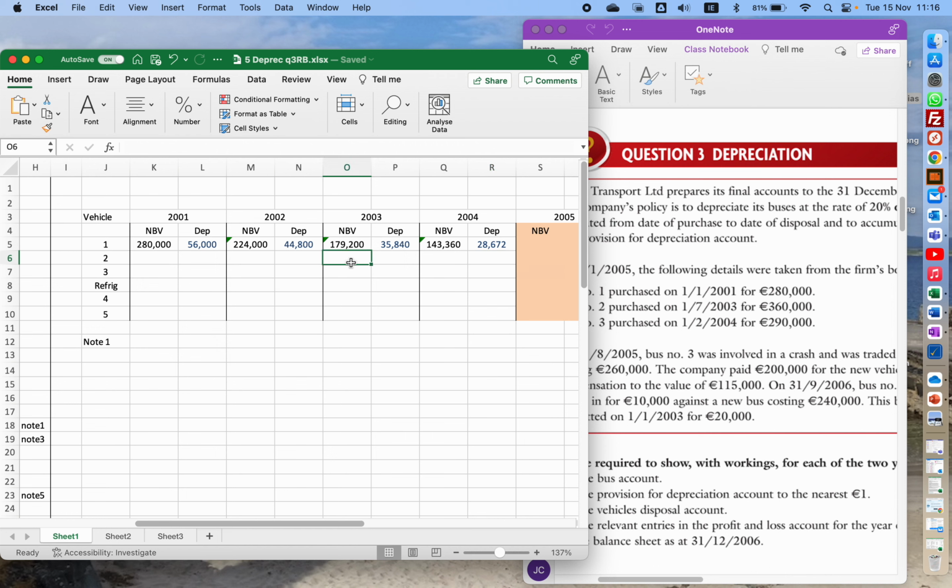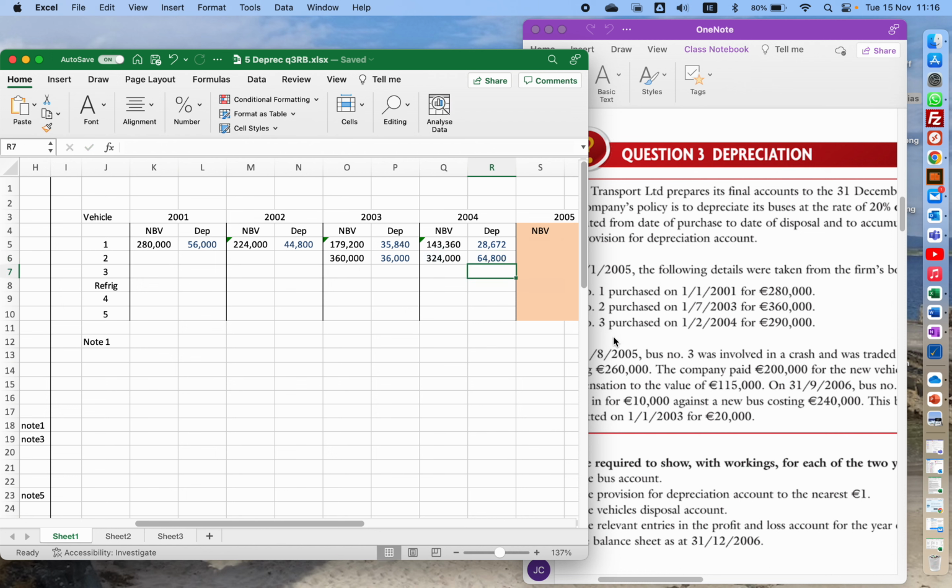So I'm going to go 2003. I bought it for 360. The depreciation is going to be that times 20%, but I got it on the 1st of 7th, so I'll multiply that by a half. Okay? So the next year, the net book value is that. And the depreciation is that, the net book value times 20%.